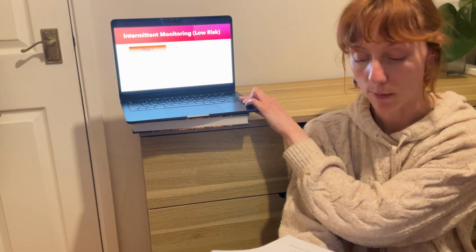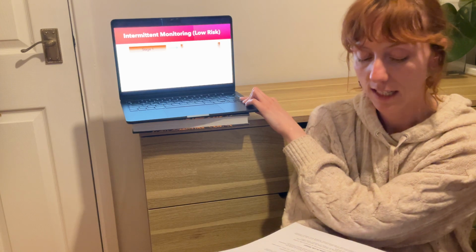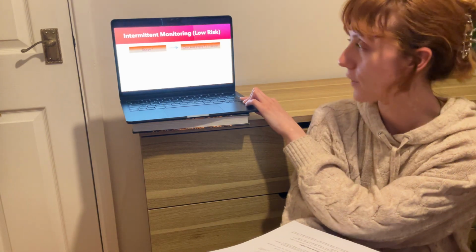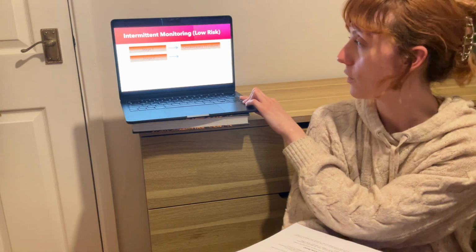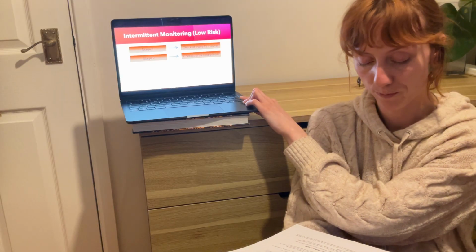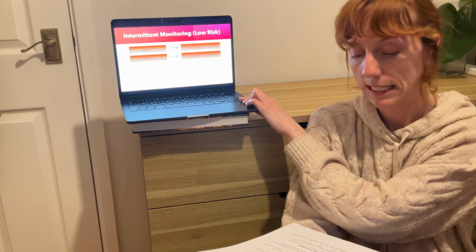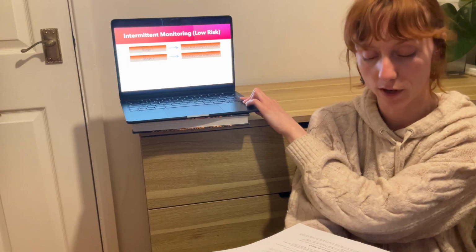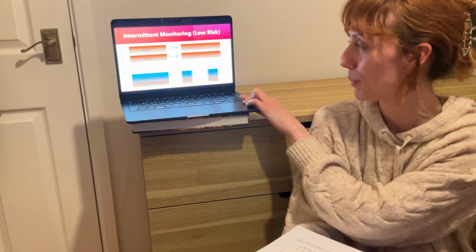This involves listening to the baby's heart rate at regular intervals, typically every 15 minutes in the first stage of labour and after contractions in the second stage. This method allows greater mobility and can use tools such as a Doppler device or a Pinard stethoscope.